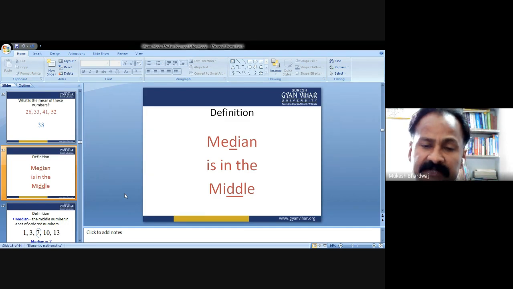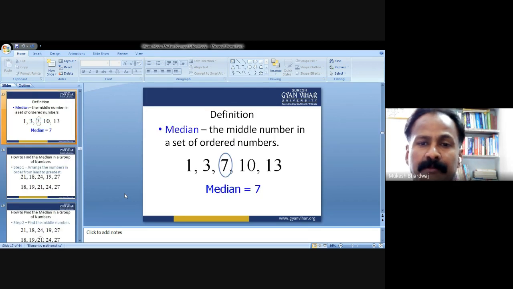Just see, I'm taking one example. By means of the example, you are going to understand how to find the median for the odd series and for the even series. Median: the middle number in a set of ordered numbers.